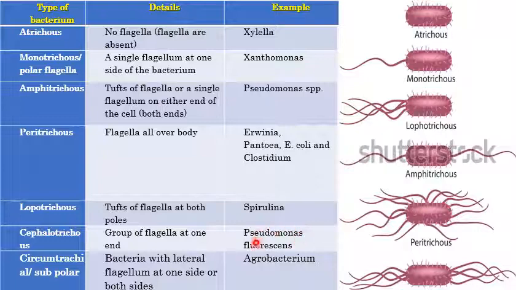A group of flagella arranged at only one end is called cephalotrichous. Example: Pseudomonas fluorescens. The next one is the subpolar flagellum, which means the bacterium has a lateral flagellum at only one side, or sometimes both sides can be arranged. The best example is Agrobacterium. So these are all the different types of flagella.